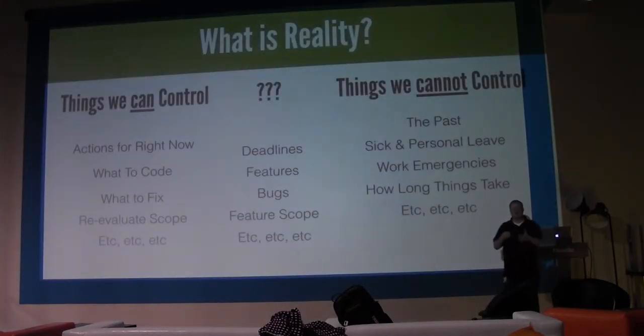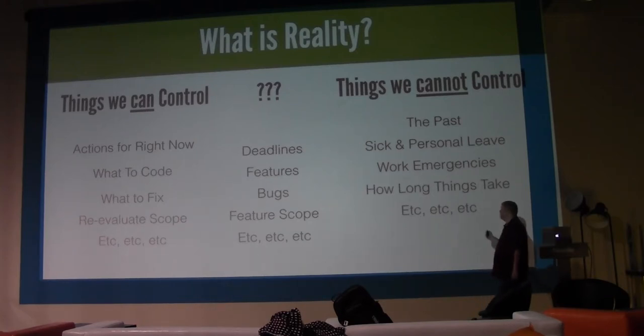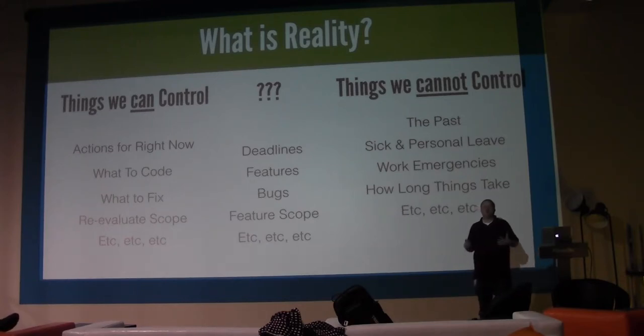And then kind of split that into two groups. You have things that you can control and things you can't control. Things you can't control, pass. There's no time machine yet. There's no way to go back and get that. Sick personally, work emergencies. If the site catches on fire and goes down, you're not going to say, well, we haven't scheduled time in the sprint to do that, so we're going to set you down for 2 weeks and we'll plan some time. No, you're going to stop what you're doing to fix the site.